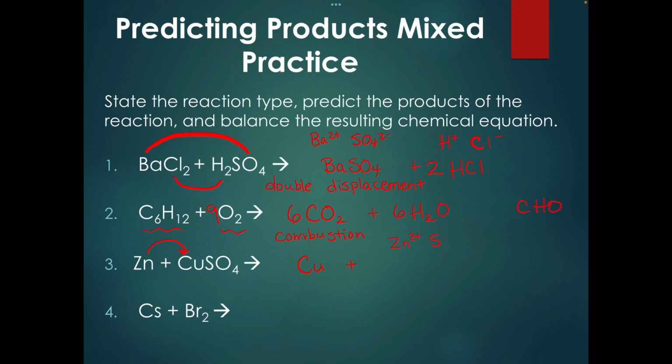Zinc is always a 2+ and sulfate is SO4 2-. These charges are equal and opposite, so we just get ZnSO4. This is actually already balanced, so we don't need to do anything for that. But I do need to write that it's single displacement.